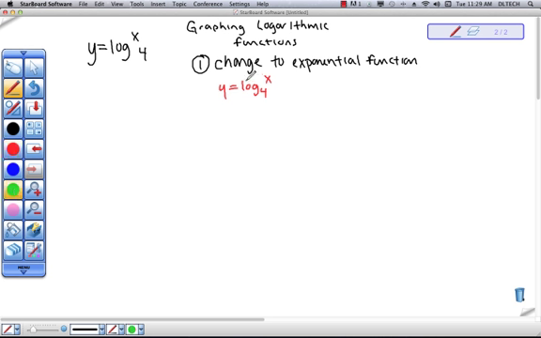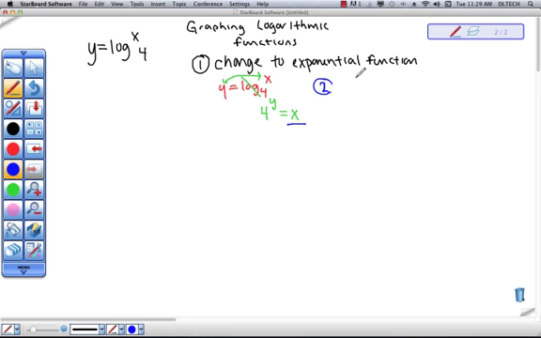Our next step is to cross out log, bring our 4 down, and switch these two. So it'll be 4 to the y is equal to x. As you may notice, we are now equaling it to x, not to y. And for that, our next step would be finding our VA.